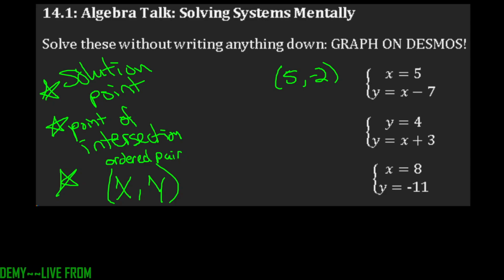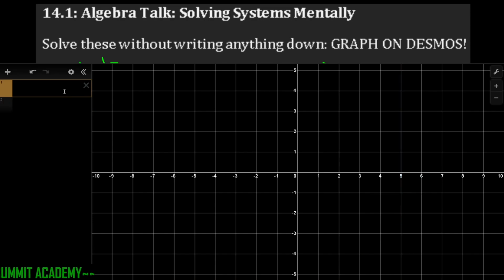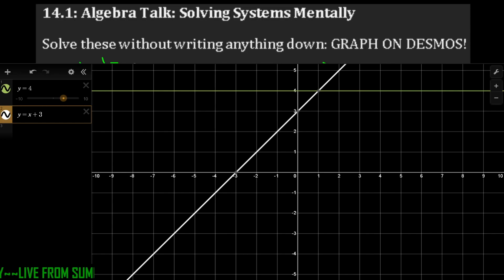Let's do the next one. Get rid of these. Now I can say I have y equals 4. That's going to be a horizontal line because it's y equals a number. And my other function is y equals x plus 3. So find where those two lines intersect. Right there is where they intersect, so it's going to be at the point 1, 4.